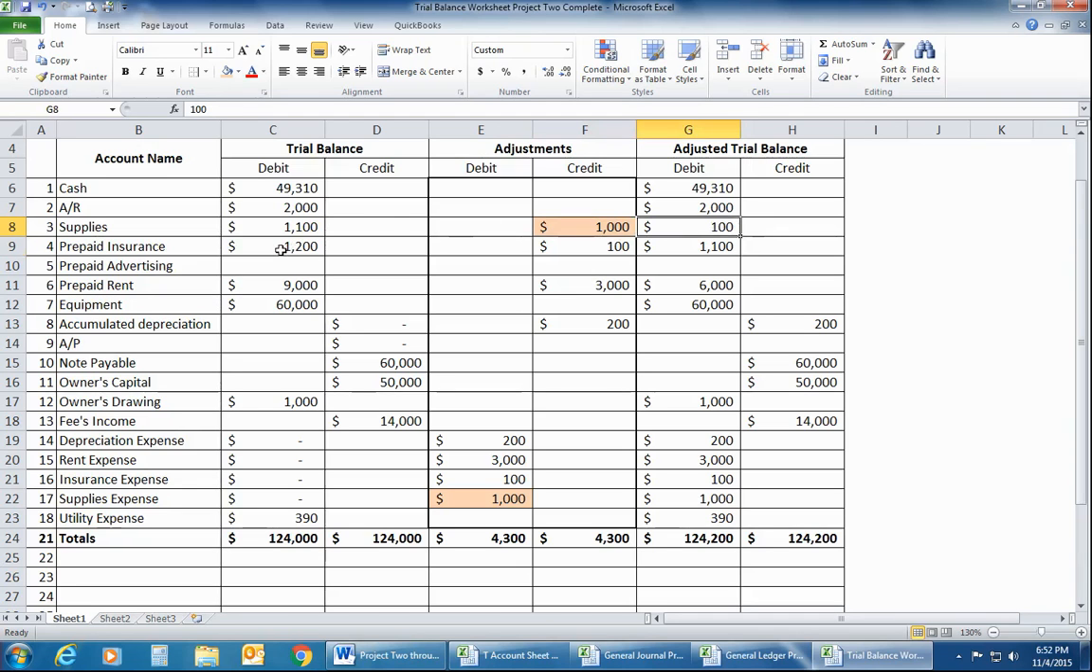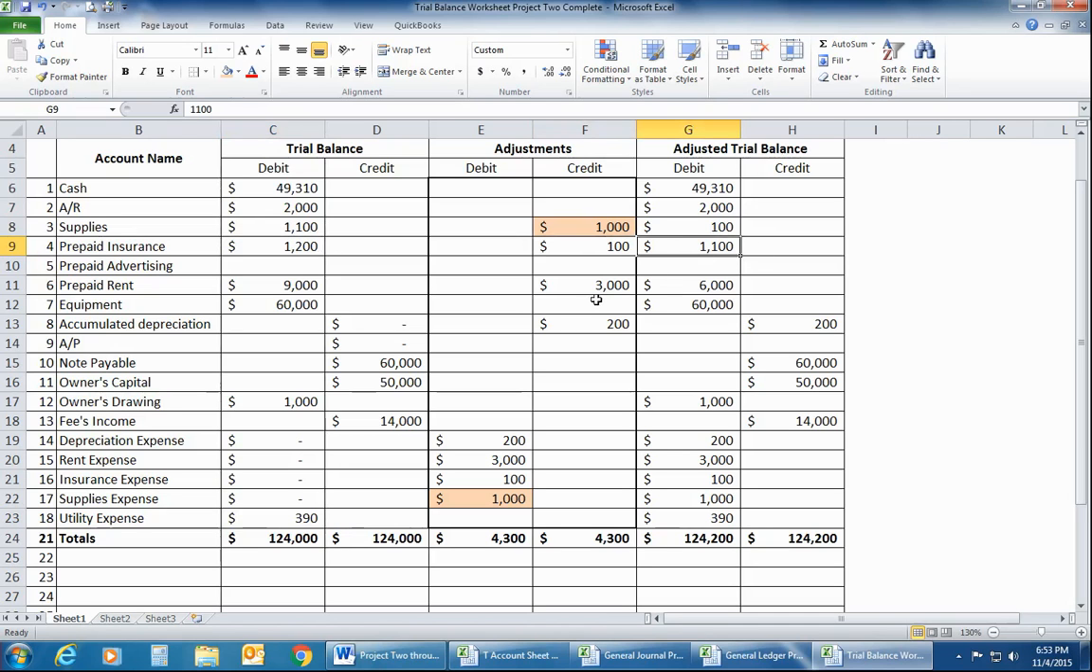In this case, we had prepaid insurance. We had gone ahead and bought 1 year's worth of insurance for $1,200. So at the end of 1 month, we have used up 1 month's worth of insurance, which is equal to $100. That means we're going to need to decrease the balance of the prepaid insurance account by $100. And since it's a debit balance account, we're going to do that with a credit entry. And that means our new balance is going to be $1,100.